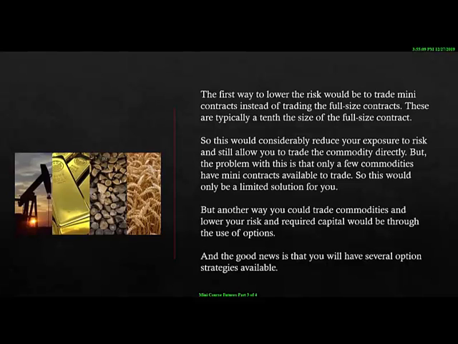So now let's look at several ways that you can lower that level of risk and still trade commodities. And the first way to lower that risk would be to trade mini contracts instead of trading the full-size contracts. And these are typically 1/10 the size of what the full-size contracts are. So this would considerably reduce your risk and your exposure and still allow you to trade the commodity directly. But the problem with this is that only a few commodities have mini contracts available, so this would only be a limited solution for you.